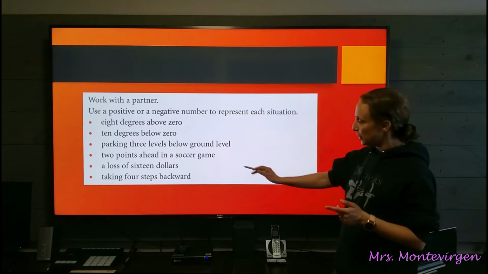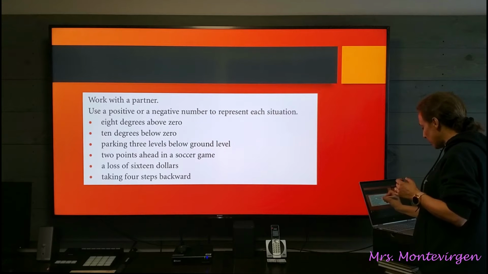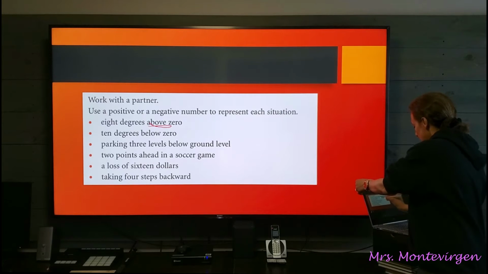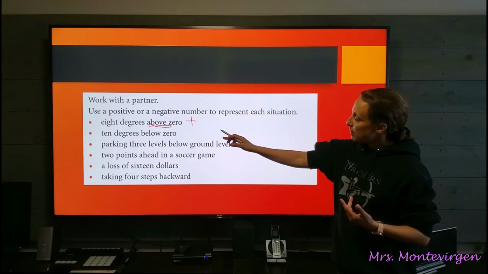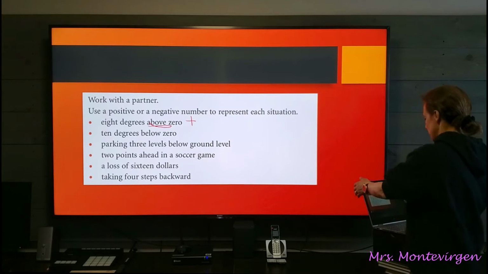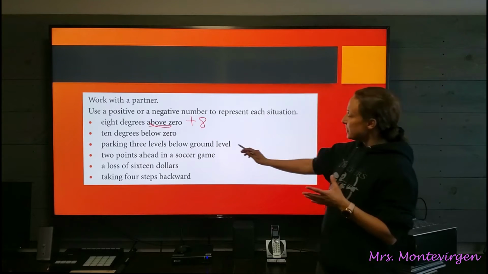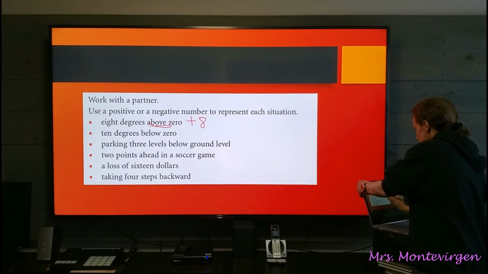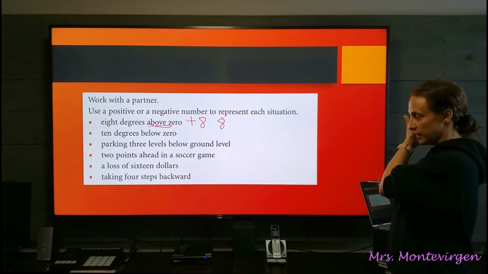Let's take our first example, 8 degrees above 0. The keyword that we're looking for is above. When I see the word above, I have a positive integer, so I'm going to put the positive sign here. My example says 8 degrees above 0, so in this case, I'm going to do a positive 8. Now, I have this positive sign here, but it's not always necessary. If I simply write the number 8, just like that, it will also be acceptable. So either way, you can write that, that's not a problem.